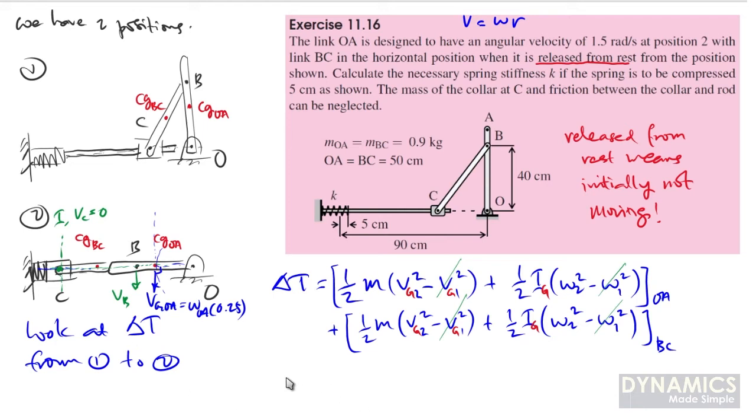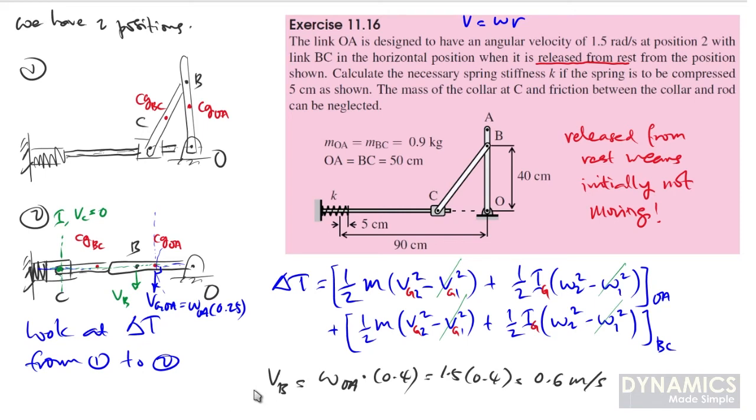Let's say I put down here. Velocity at B will be equal to omega for member OA times the radius, in this case 0.4. And we were told that at position 2, omega OA is given, which is equal to 1.5, times 0.4. So this will be equal to 0.6.